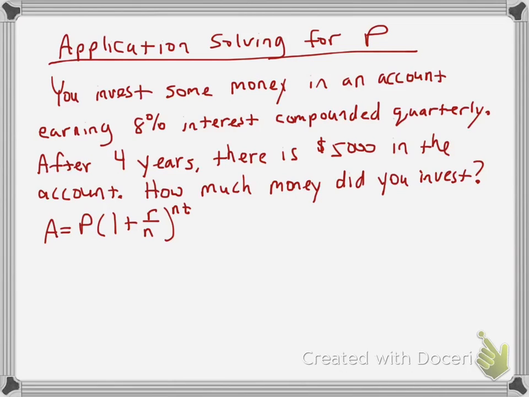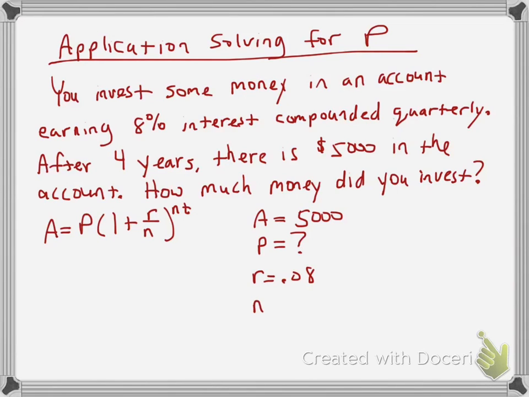All right. So obviously, I'm going to give you the formula, but you need to be able to identify what you know and what you don't know. Our ending amount is always going to be A, and that's $5,000. The P is our principal amount. That's our starting amount. That's the last question. It says, how much money did you invest? That's what you don't know.